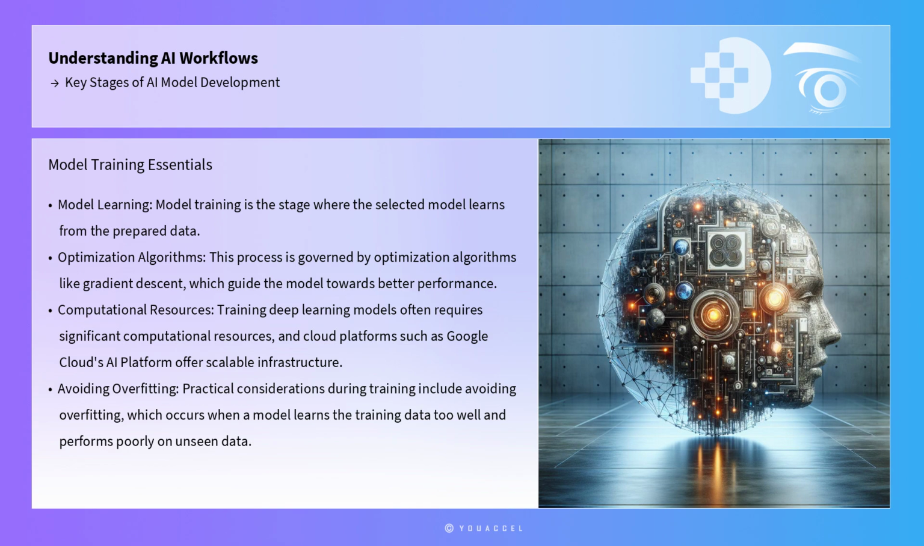Training deep learning models often requires significant computational resources, and cloud platforms such as Google Cloud's AI platform offer scalable infrastructure to support this need. Practical considerations during training include avoiding overfitting, which occurs when a model learns the training data too well and performs poorly on unseen data. Techniques like cross-validation and regularization are commonly employed to mitigate this risk, ensuring that the model generalizes well to new data.